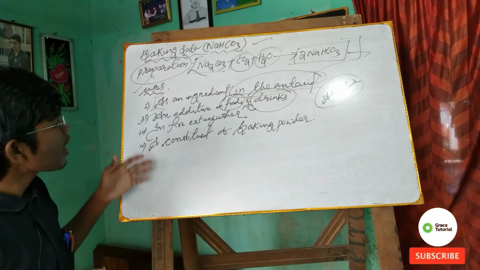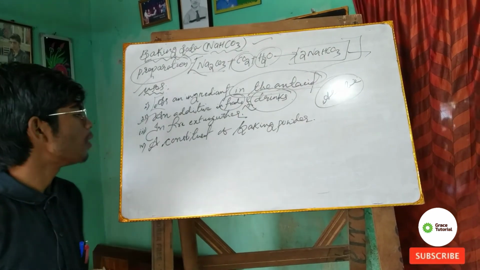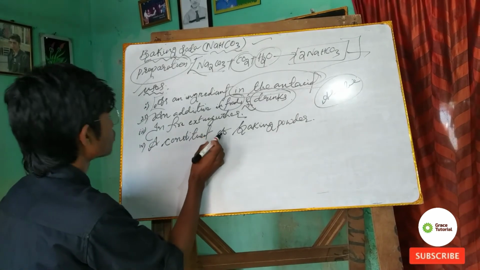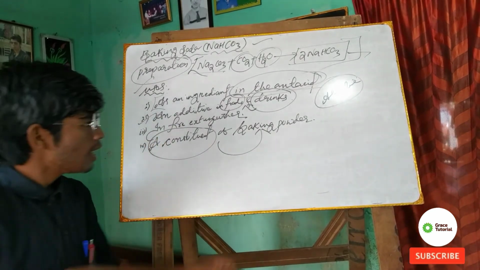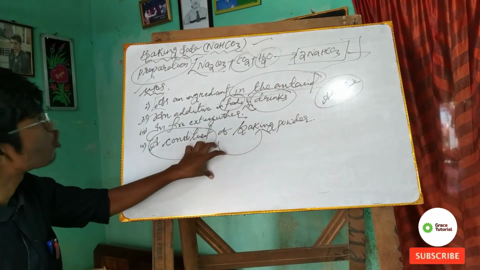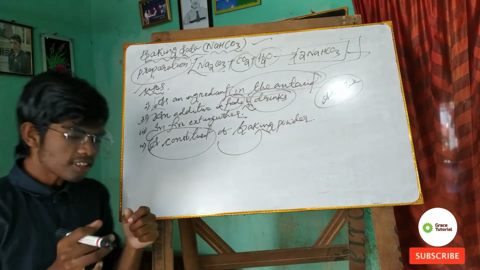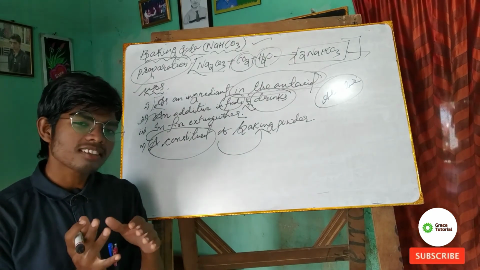Well, the baking soda can also be used in the fire extinguisher. One more point you need to remember. And at last, the baking soda is also used as a constituent of baking powder. Well, these are the preparation as well as the uses of the baking soda. This is what we have completed, the chapter acids, bases as well as salts.